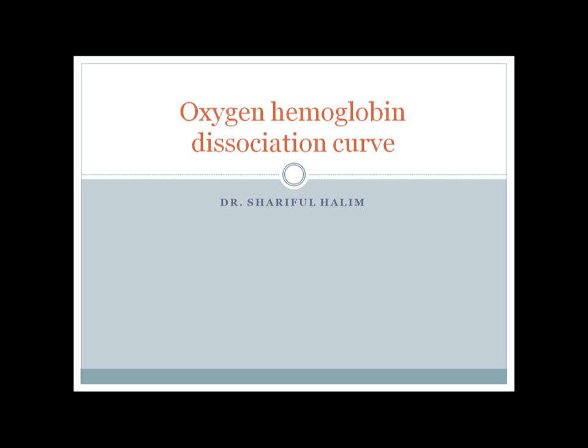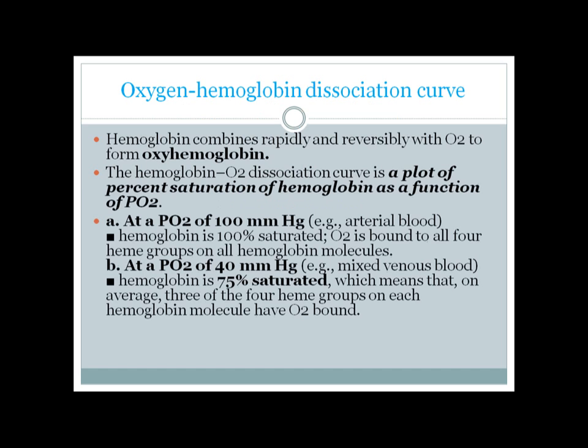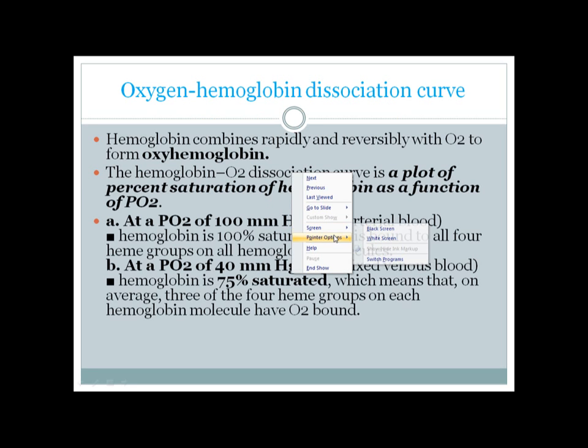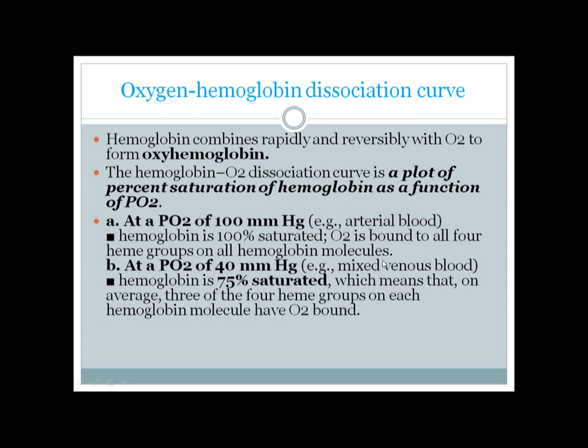Hello everyone, welcome. Today I'm going to discuss the oxygen hemoglobin dissociation curve, and as you might already know, the oxygen hemoglobin dissociation curve is one of the very important topics in your respiratory physiology. This curve is a plot which shows us the relationship between the partial pressure of oxygen and the percent saturation of hemoglobin, and different levels of partial pressure of oxygen change the saturation.